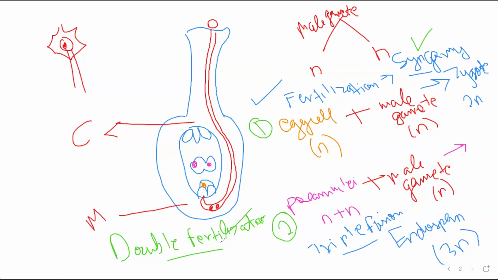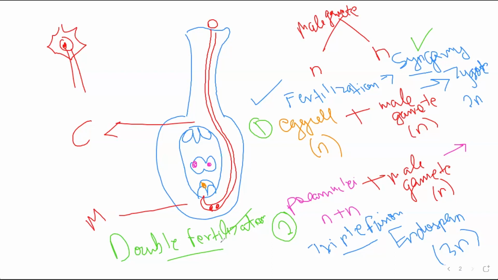Do whatever I've done on this board. Write down all the gametes, give their haploid numbers, show the product of these fertilization processes and give names to them. Draw the diagram. That's how you complete the 3-marker question. So you have an egg cell and a male gamete forming a zygote. You have a triple fusion in which two polar nuclei plus a male gamete form an endosperm. And because two different types of fertilizations are happening, we use the term double fertilization.